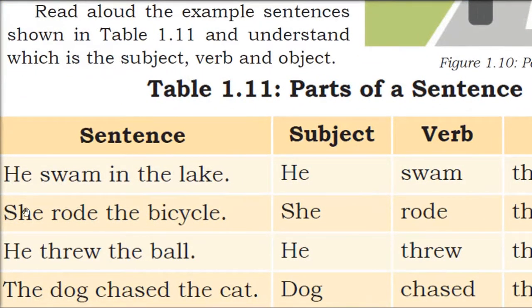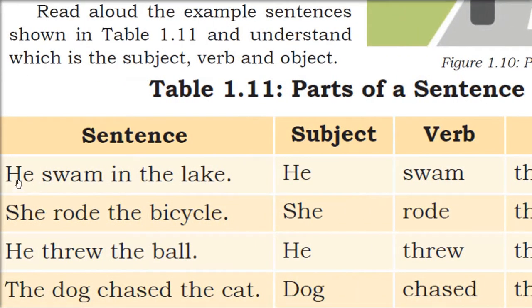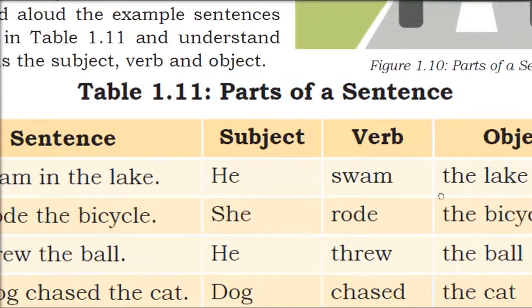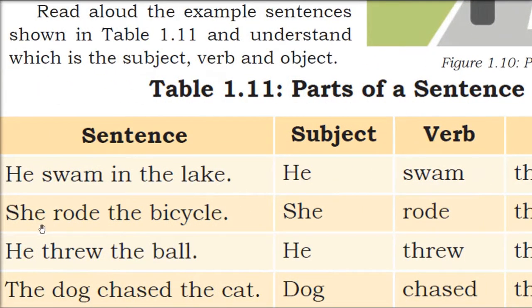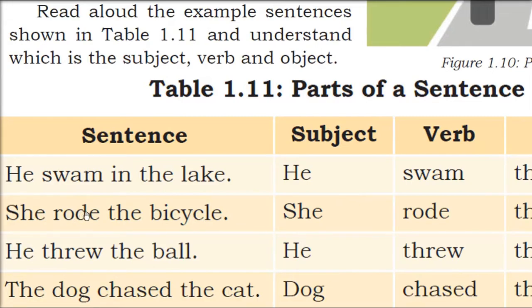See here. He swam in the lake. He is the subject. Now swam is some work, some task, so it is a verb. So he is swimming where? In the lake. So the lake is the object. She rode the bicycle. She is the subject. And she is riding what? Bicycle. So the bicycle is an object. And what is she doing? She is riding, so this is the verb.